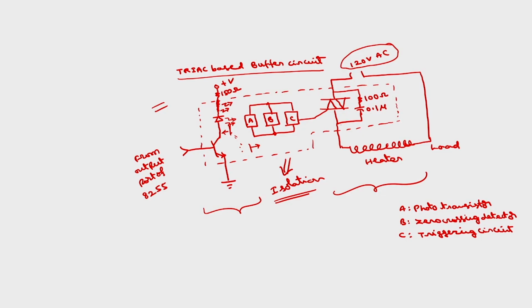That light will be converted into current by using this photo transistor. That current will be processed through the zero crossing detector, so that it will convert into unipolar. Then this will be given to the triggering circuit, which will trigger the triac. This is the triac. So, this triac will act as an on off switch. It will allow this 120 volts to connect to this heater, okay, through this switch. So, this control circuit requires 100 ohms and 0.1 microfarads.